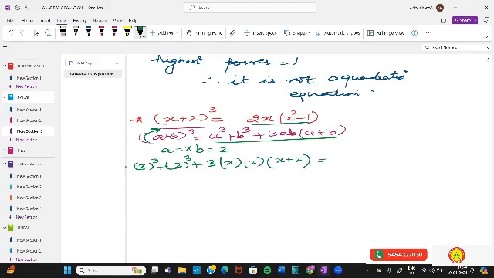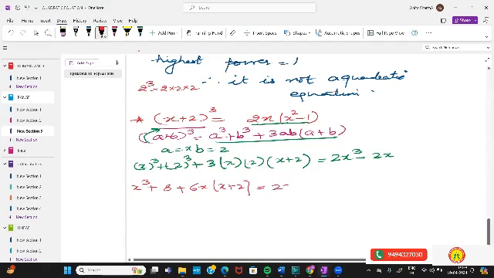And our right hand side is 2x into (x square), it will be 2x cube minus 2x. Now x cube, 2 cube is 8, because 2 cube means you have to multiply 2 by itself 3 times. So it will be 8 plus 3 into 2 is 6x into (x plus 2) is equal to 2x cube minus 2x.